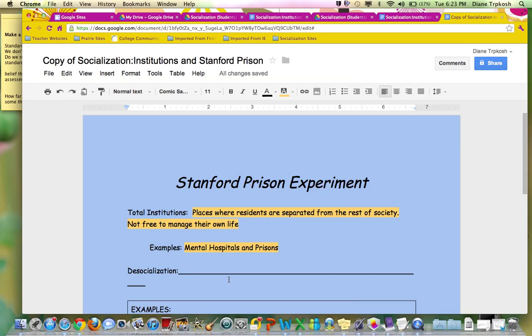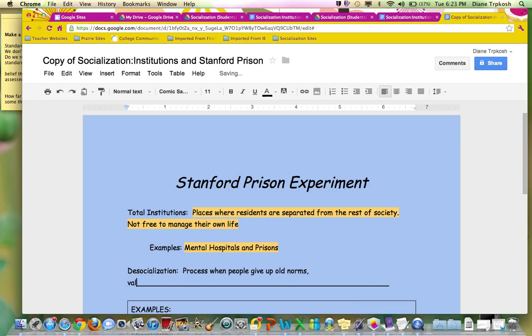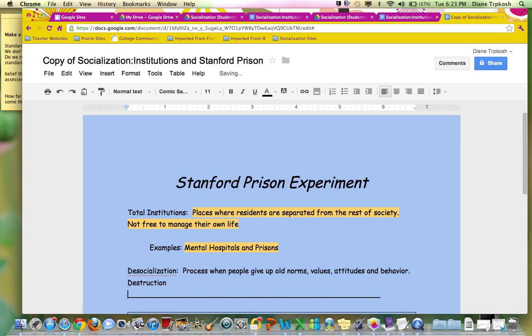In order to do that, we need to de-socialize those residents. And so the definition of de-socialization is the process when people give up old norms, values, attitudes, and behavior. It is the destruction of self-concept and personal identity.